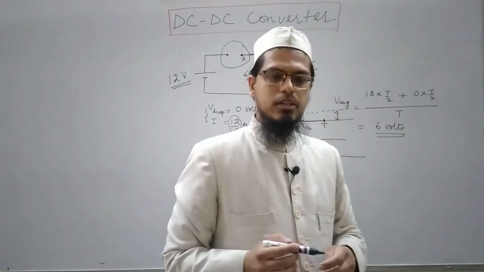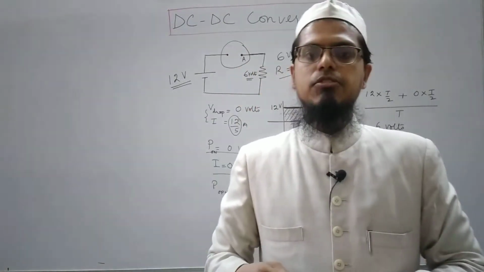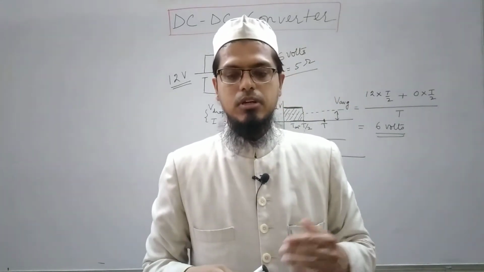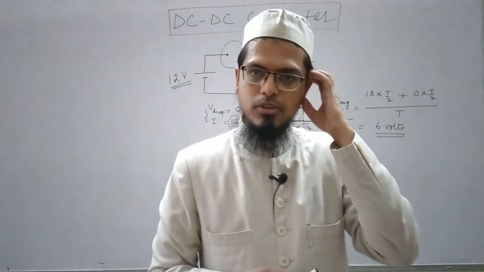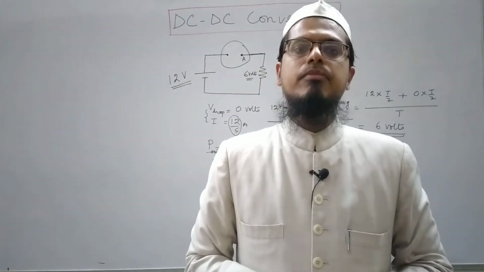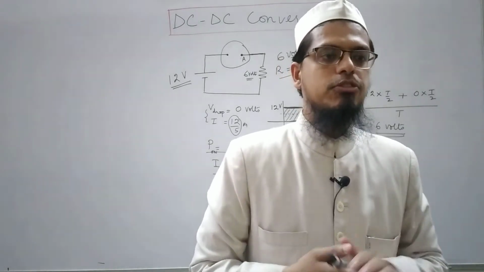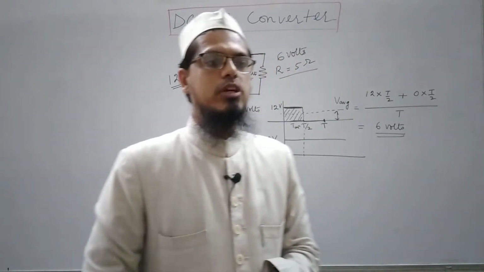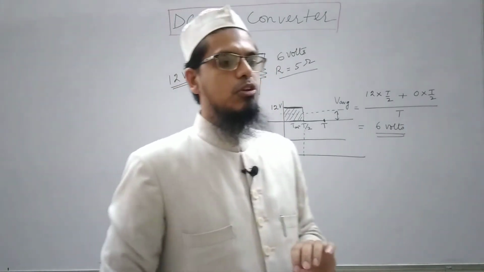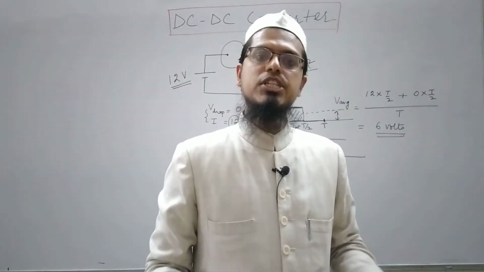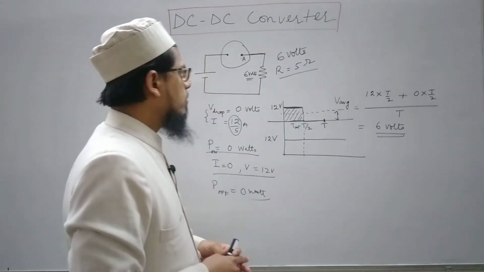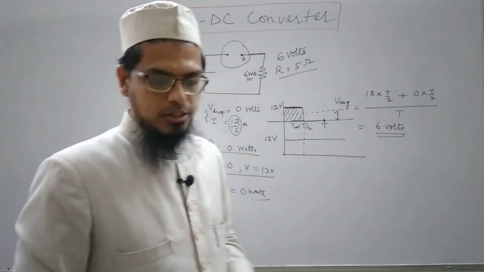It is very clear from this example that if we are using a switch in place of a resistor or in place of a linear regulator, we can easily achieve our target of obtaining a desired voltage across the load, and at the same time we can have an efficient operation. Okay, I hope it is clear.